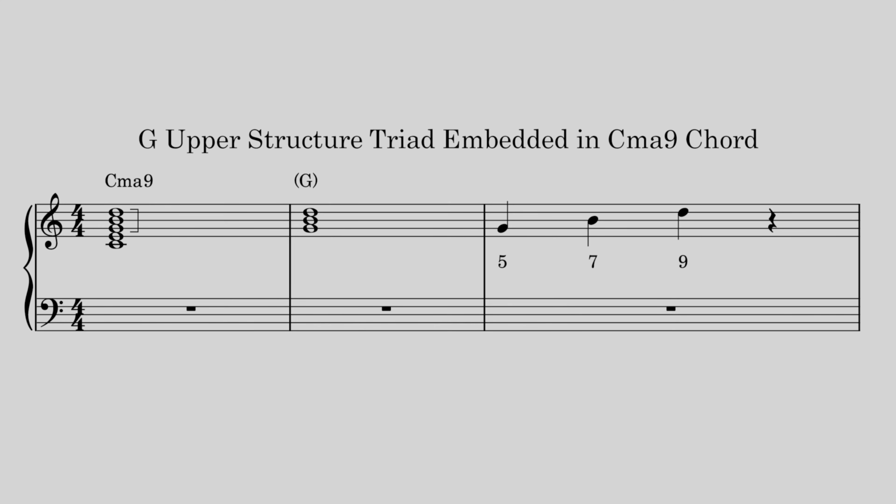Upper structures are triads embedded within larger chord structures. A lot of people only apply this concept to dominant 7th chords, but I think it's equally useful for other 7th chords as well. For example, looking at a C major 9 chord, there is a G major triad embedded that is formed by the 5, 7 and 9th. That's an upper structure. Note that by most definitions, upper structures have to contain at least one extension.